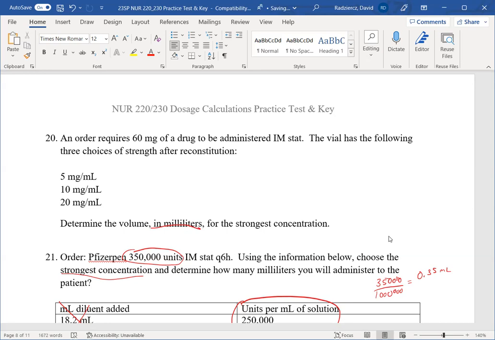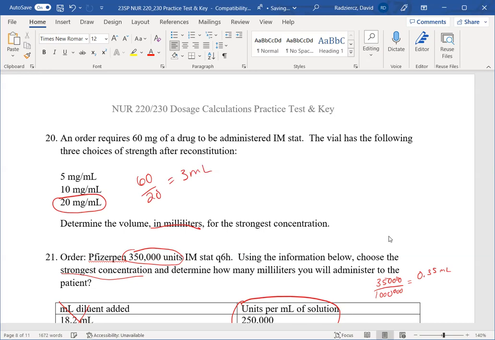Are you at Allegheny campus? I am. The only thing I've gone over was 25, so that's all I've done so far. But yes, you want to make sure you choose the strongest concentration, then you're just doing 60 over 20, and that gives you the 3 ml.